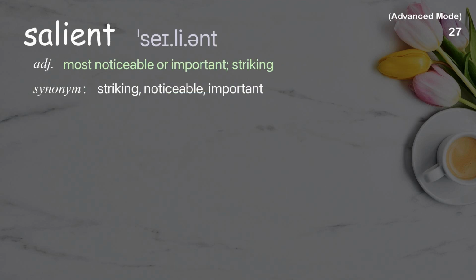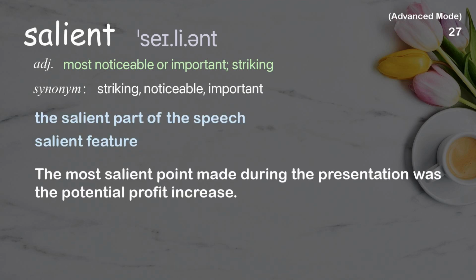Salient. Most noticeable or important, striking. Examples: The salient part of the speech. Salient feature. The most salient point made during the presentation was the potential profit increase.